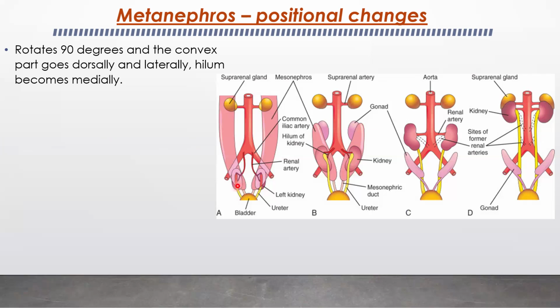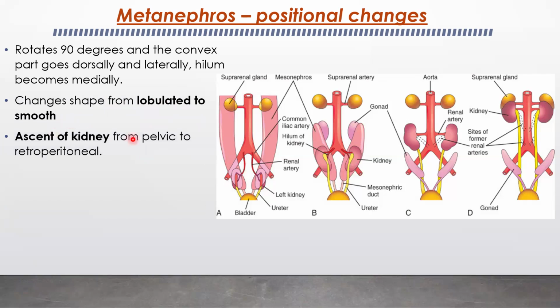So here we'll have now the convex bit going dorsally and laterally, while the hilum, now the concave bit, becomes more medially. And then the other one is that we'll have change of shape from lobulation to smooth. And if these lobulations don't disappear, we'll have an anomaly. So we'll have kidney lobulations. And then we have the ascent of the kidneys from the pelvic region to ideally being retroperitoneal in the abdomen.